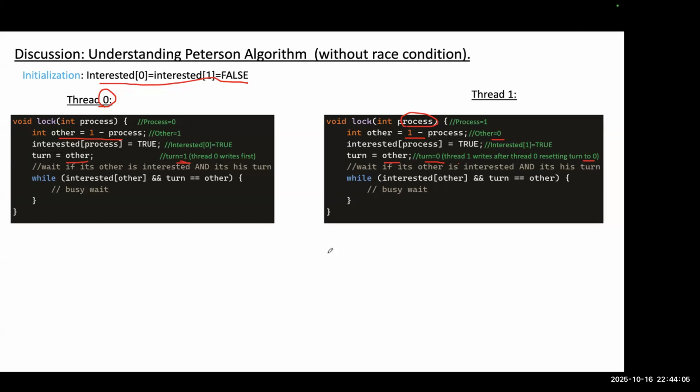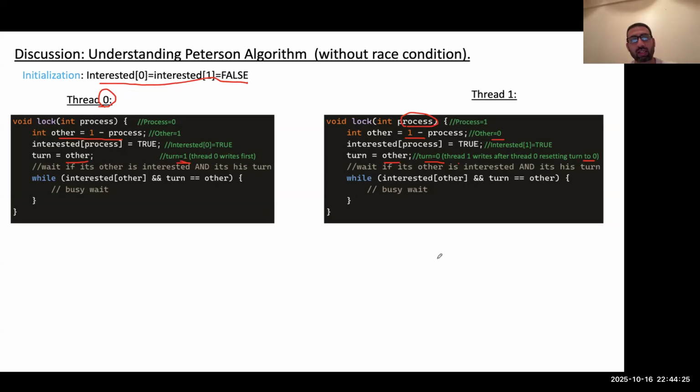No, wait a minute. Then how does other change, so that it'll let thread 1 go after thread 0? No, I see what you mean. Yeah, because turn equals other after other has changed, so turn will always equal other. Yes?